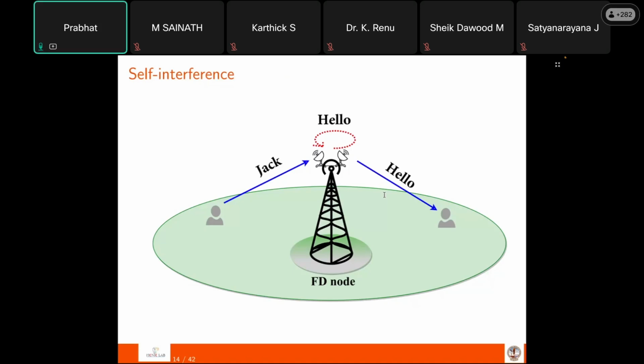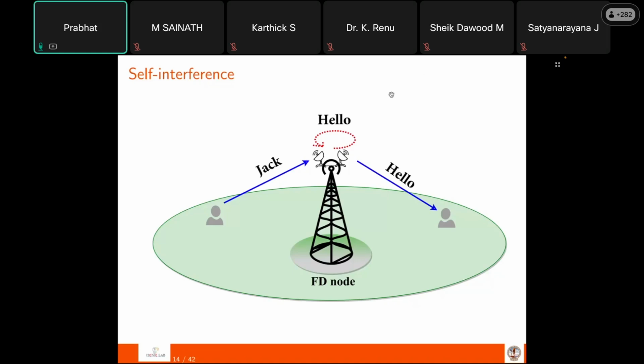Like for example, in uplink and downlink nowadays we are using different frequencies. So if you are having a full duplex structure, then we can just work with one frequency, like maybe uplink or downlink. The other frequency you can use to serve any other user. Okay, that is the advantage.